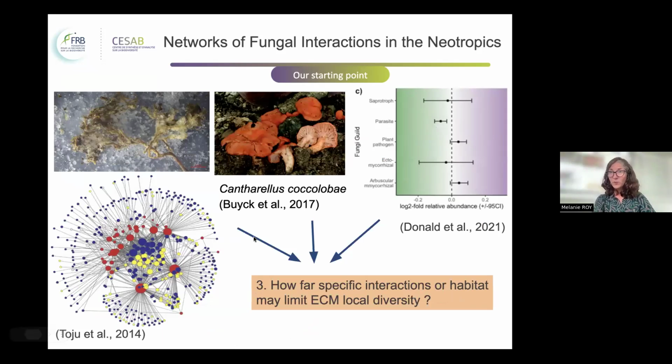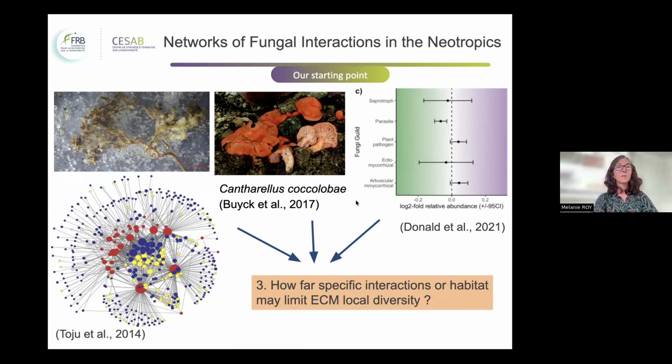The third question we will deal with is about the specificity of these interactions, because indeed Paulo Guimarães was the first to reconstruct networks of interactions between fungi and plants. He was already pointing out the high specialization, at least outside of the neotropics, from interactions detected from roots.